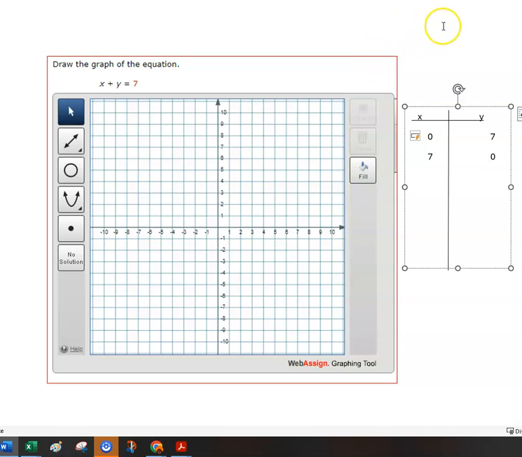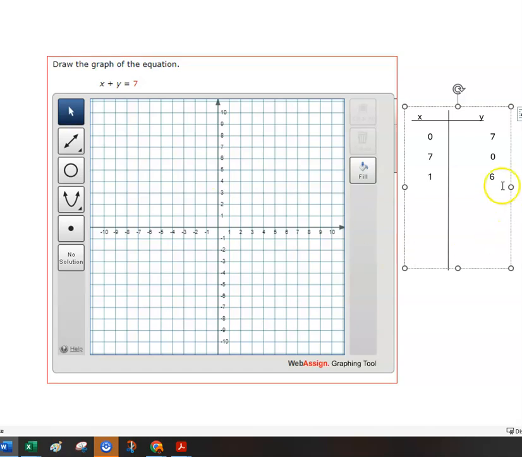So you really should do probably 3 points, though, just to be sure. Now, of course, I'm going to go 1, because that's easy. And then I'll move back, and I get 6. So my ordered pairs are 0, 7, 7, 0, and 1, 6.